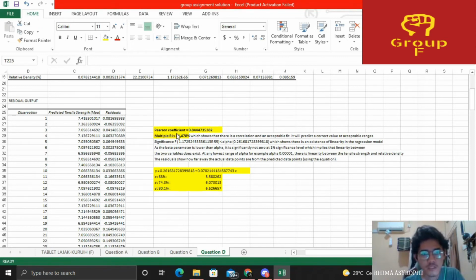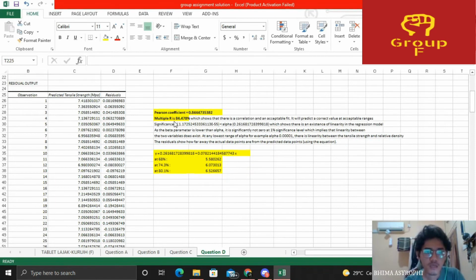So the Pearson coefficient is equal to 0.84435382. Multiple R is 84.478, which shows there is a correlation and an acceptable fit. It will predict a correct value in an acceptable range. Significant F is this, and it is less than alpha.